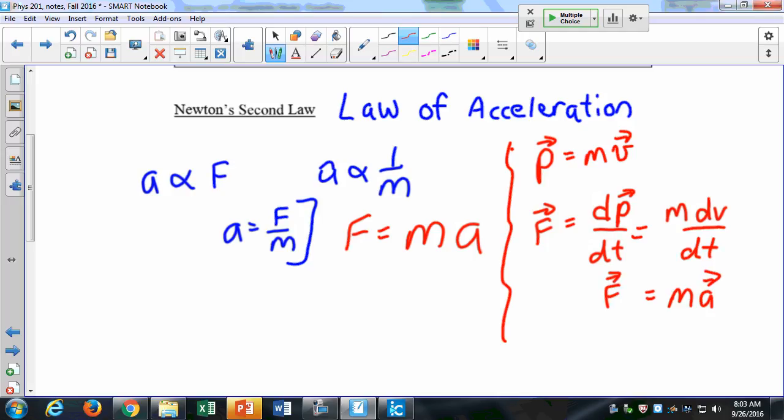He said that the momentum of an object is mass times velocity, and the force is equal to a change in this quantity. So if you know what momentum is, this might help you to understand this a little better. If you don't, don't sweat it. We'll get to it in chapter 6. But our force is equal to the mass times acceleration.